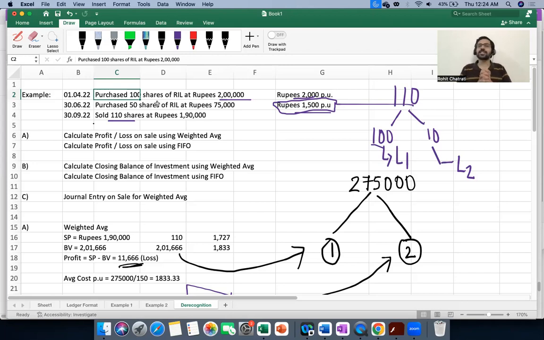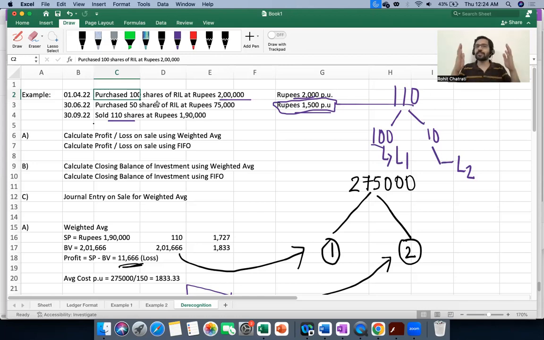All right. So that is how we calculate gain or loss on sale of investment. And also we saw the closing balance. How do we calculate closing balance, especially in case of a partial disposal? In case of a full disposal, you do not have any problem because you do not have a closing balance itself, right? Whatever you purchased, you sold off, so there's no closing balance. And there's no concept of FIFO or weighted average once you have sold everything out. Whether you apply weighted average or FIFO, the cost of investment sold is 2,75,000.